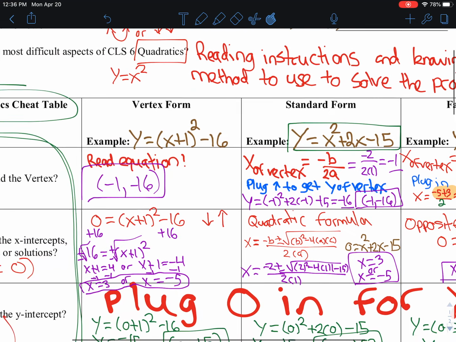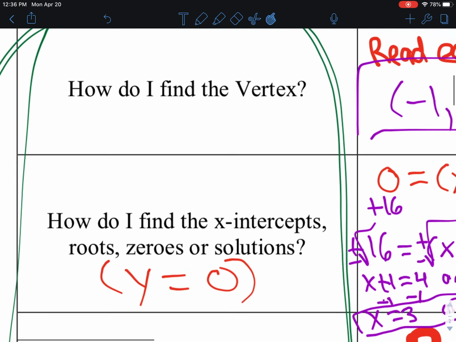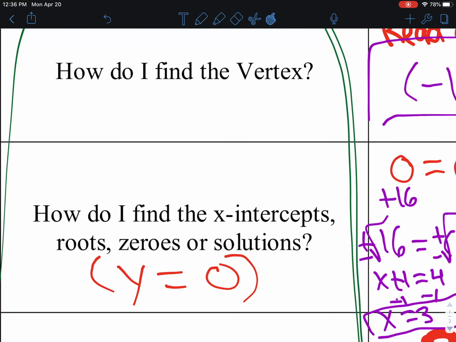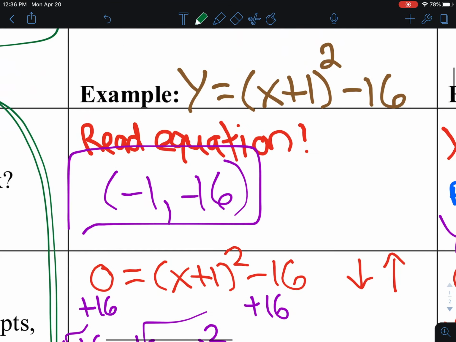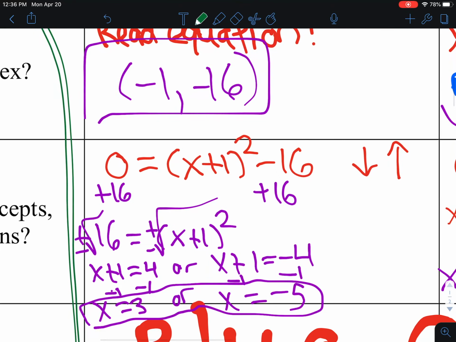The next question: how do I find x-intercepts, roots, zeros, or solutions? The key, really important to understand why, is 0 here. If you look here, if it's in vertex form, again, same equation, you let y be 0, and it's a first semester question. So if you want to do arrows, you can. It'd be (x+1) squared minus 16 equals 0, and then do your inverse on the right side. Or the traditional way of solving it is add 16 on both sides, plus or minus square root on both sides. Just to be clear, the square root of 16 is 4 and -4.